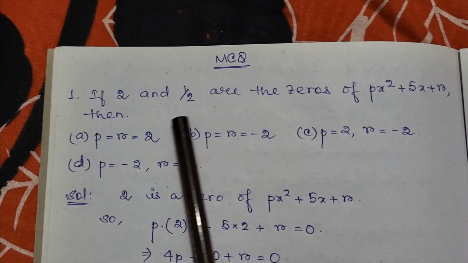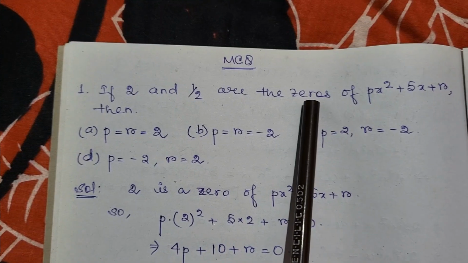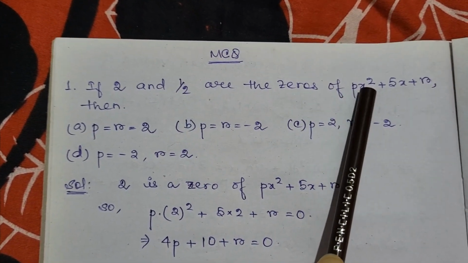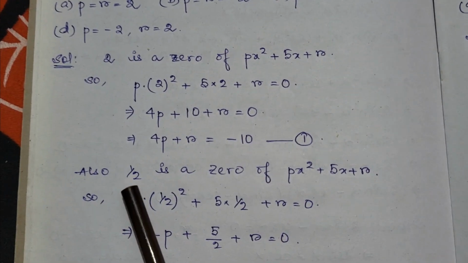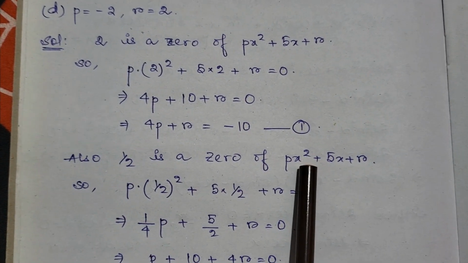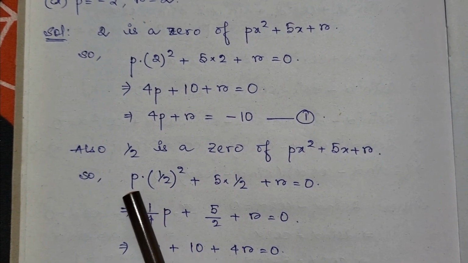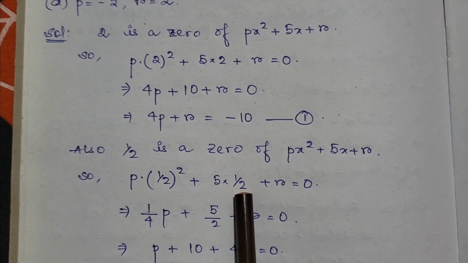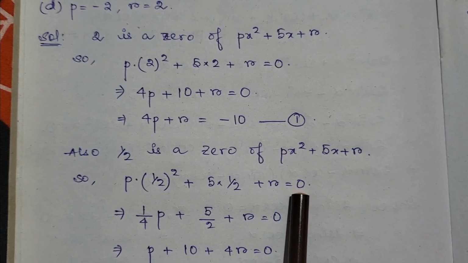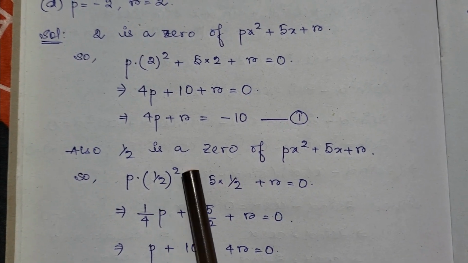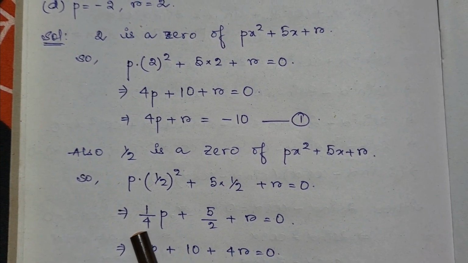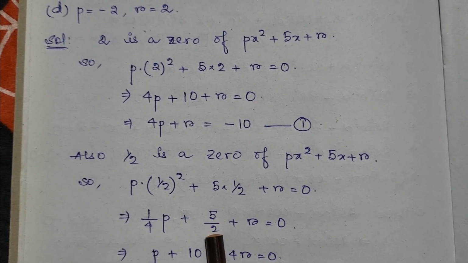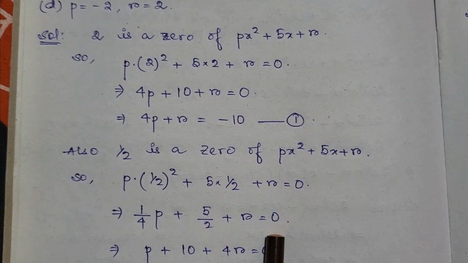Now again it is said that half is also a 0 of the polynomial. So half is also a root of this polynomial. So if we put half in the place of x, we get p into half square plus 5 into half plus r is equal to 0. Half square is 1 by 4. So 1 by 4 into p plus 5 into half, so 5 by 2, plus r is equal to 0.